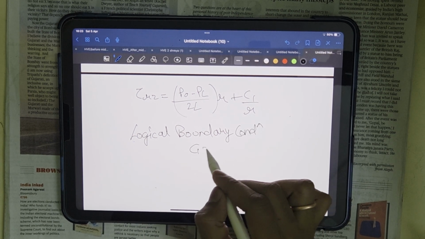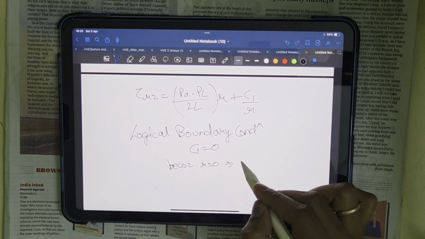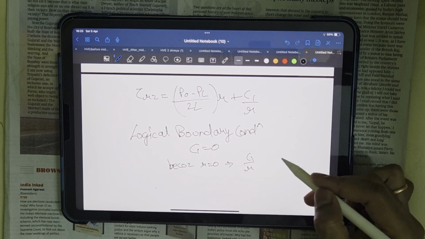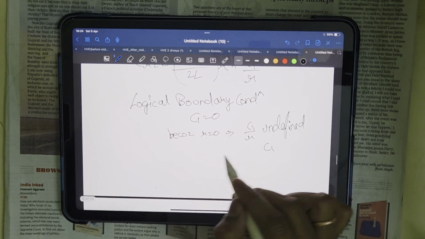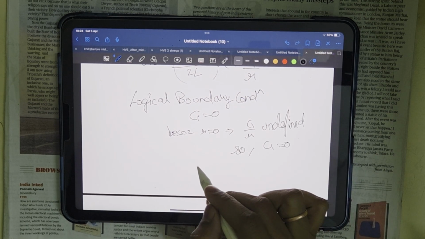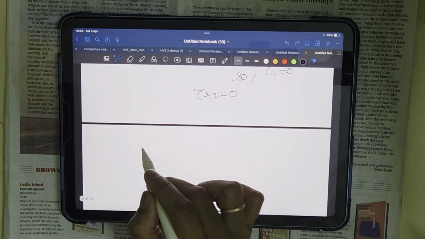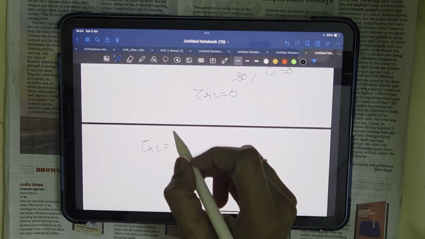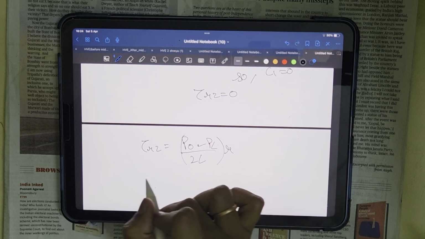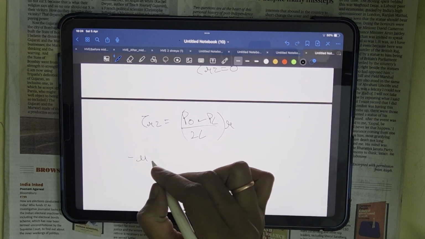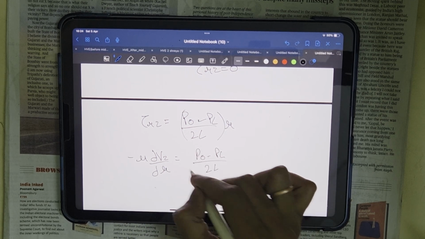It says that C1 has to be 0 because at r equal to 0, the C1 upon r term becomes undefined. Hence C1 has to be 0 so that tau rz becomes 0. So we get tau rz equal to (P0 minus PL) upon 2L into r. Applying Newton's law of viscosity, minus mu dVz/dr is equal to (P0 minus PL) upon 2L into r.